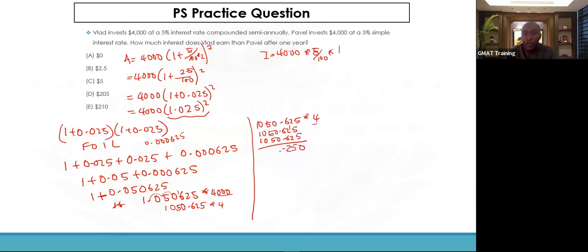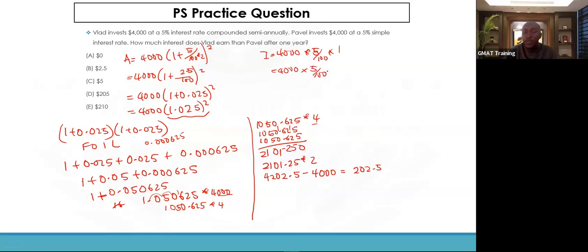All right, so we'll have 2101.25 times 2. Double once more, and we'll have 4202.5. This is the total amount, but we need the interest. Since you asked how much interest Vlad earns more than Pavel after 1 year, we subtract the 4,000 principal, and we have 202.5. This is the interest that Vlad earned.